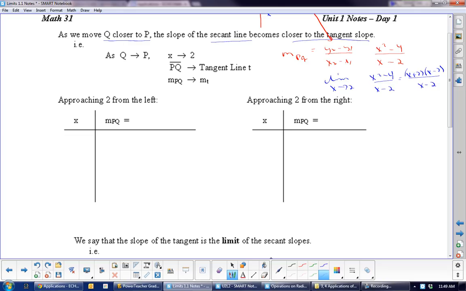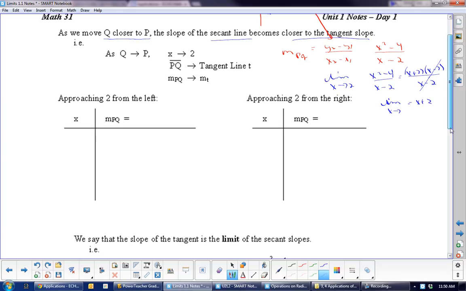Okay, so I factored the top because we know that's the difference of squares, x plus 2 times x minus 2 all over x minus 2. Now what can I do? I can cancel. Now can I put in my limit? So the limit would equal, so now it's just going to be the limit of x goes to 2 of x plus 2.